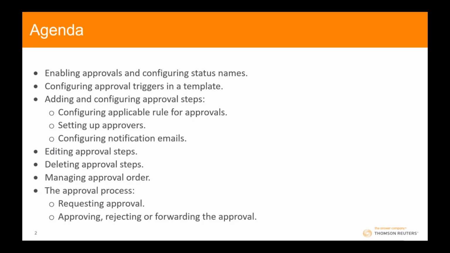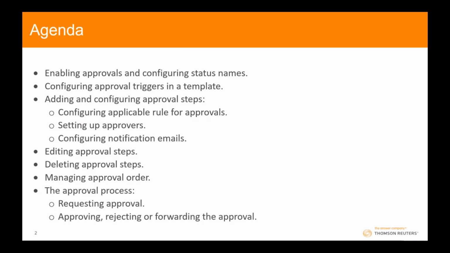Approval processes can be set up by Contract Express users who are admins or authors. General users are not able to configure the approvals, but they can request approvals for documents they have created, and they can also be designated as an approver so that they can approve or reject documents created by other users.